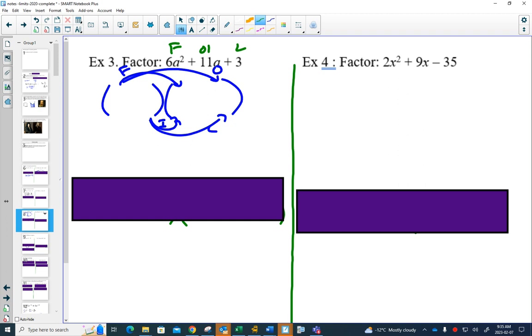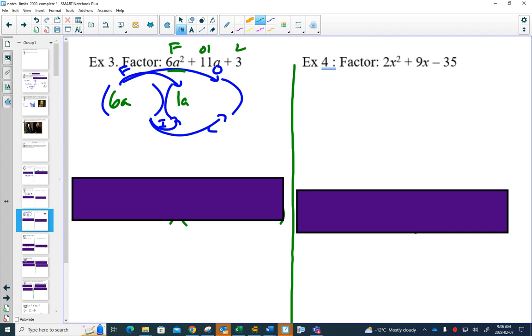And recognizing that pattern tells me, okay, if my first one's a 6a squared, I have options here. It could be 6a and 1, or 2a and 3a. Okay? And I can just put one down. I'm going to try to get this wrong. I'm going to put one down at random. There we go. 6a and 1a. That makes 6a squared. That's a possibility. It could also be 2a and 3a.